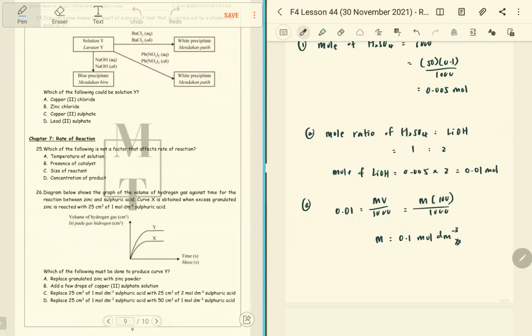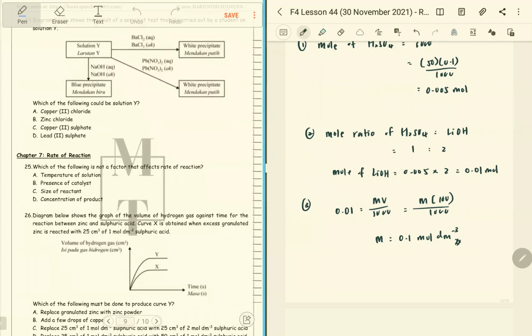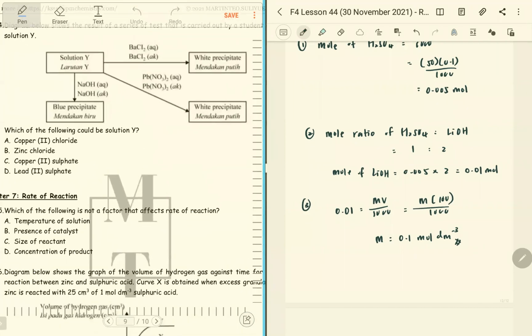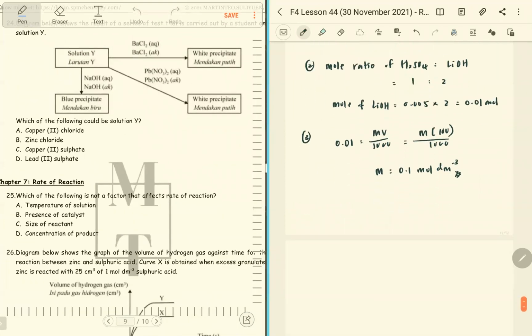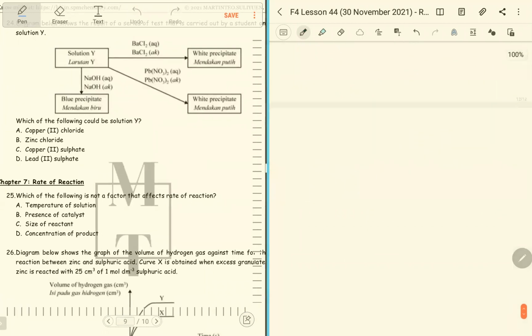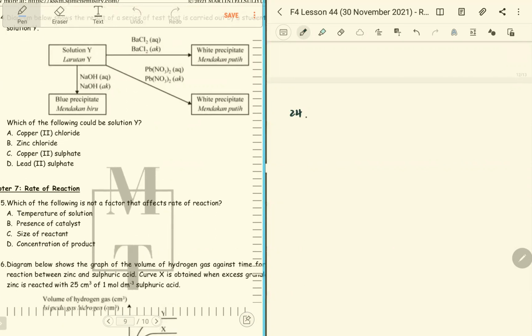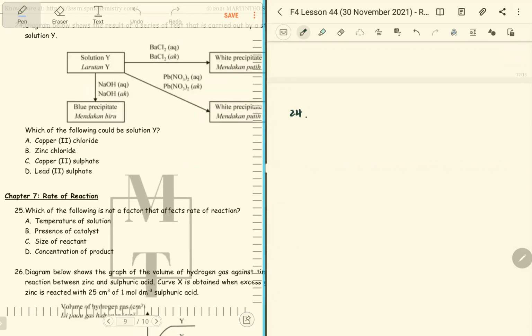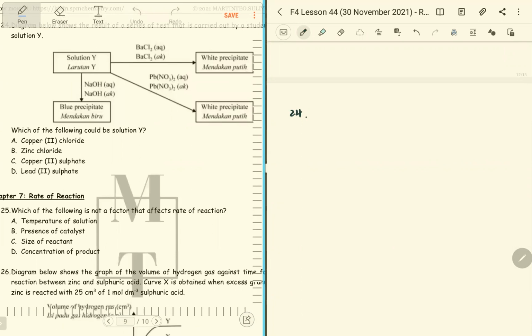So let's do these last 4 questions together. Question number 24. Which of the following could be solution Y? First of all, let's go step by step. When we look at this, I will start with this step.